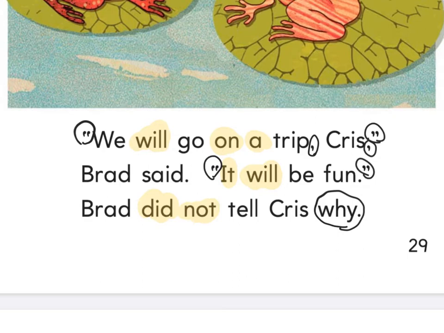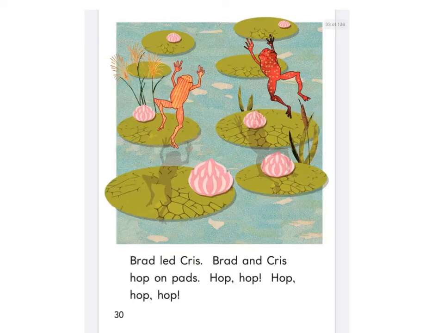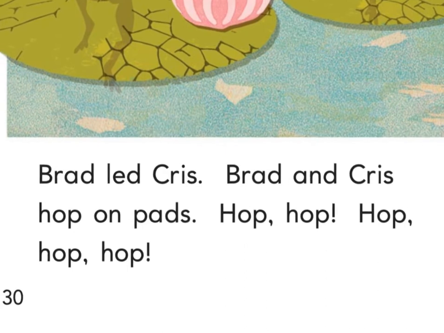Let's look at those next quotation marks under the word it. Fingers ready? It will be fun. Brad did not tell Cris why. Ooh, so he's taking him on a secret trip somewhere. I don't know why. Turn the page. It looks like they're dancing, but I think maybe they're jumping like from lily pad to lily pad. Let's look at the bottom.